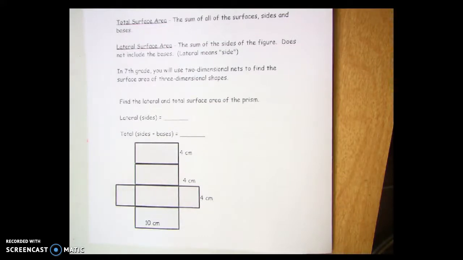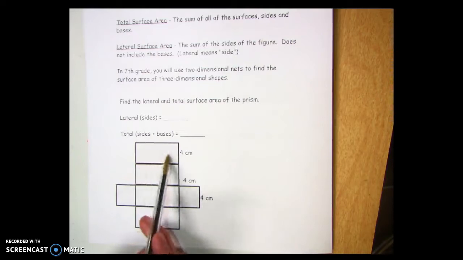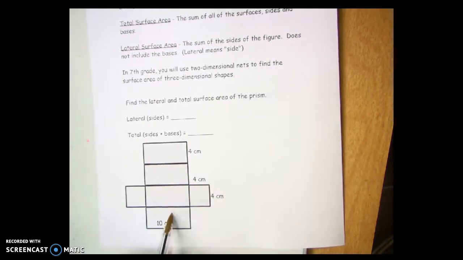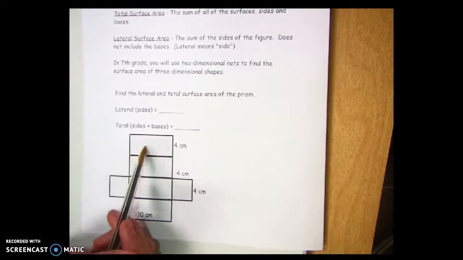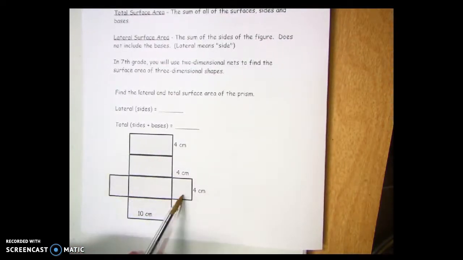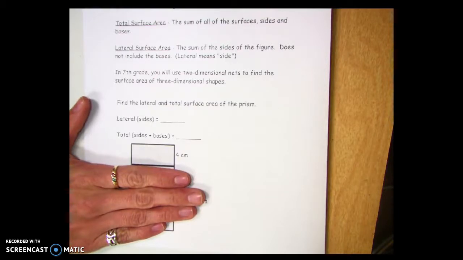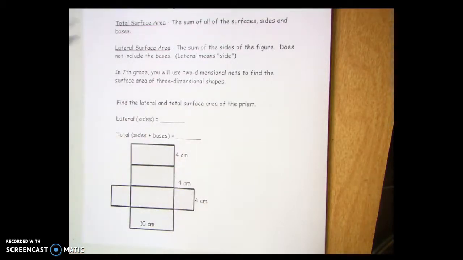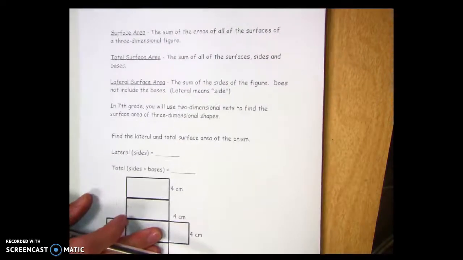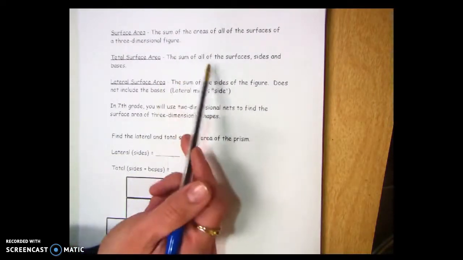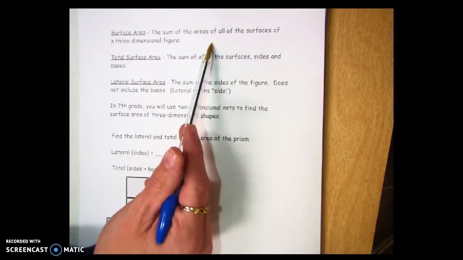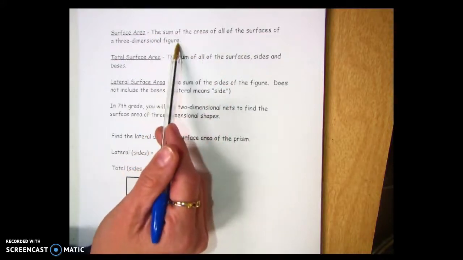So the way we're going to look at this to find surface area is, area, remember, has to be of a two-dimensional figure, so it has to be flat. So this would be a rectangle. All of these would be rectangles. These would be squares. And we're just going to find the area of each of these rectangles and squares and then add them all up. So instead of having just the area of one rectangle like we have done in the past, we're going to find the area of all of them and put them together. So that's all surface area means. It is the sum of the areas of all the surfaces of a three-dimensional figure.